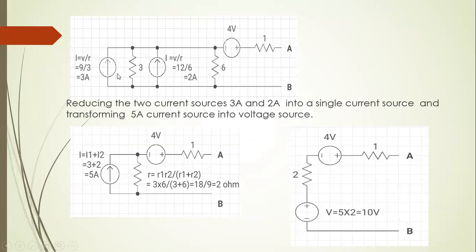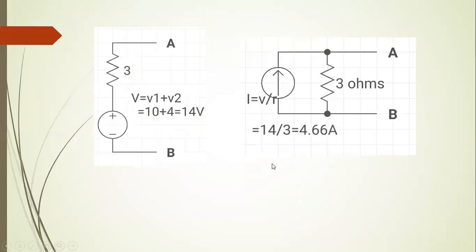Now the two current sources are connected in parallel, reducing that to a single current source. 3 plus 2 is nothing but 5 amps. And then R: the 3 ohm resistor and 6 ohm resistor are connected in parallel. 3 into 6 divided by 3 plus 6, which is nothing but 2 ohms. Now reconnecting this 4 volt and 1 ohm part as such.